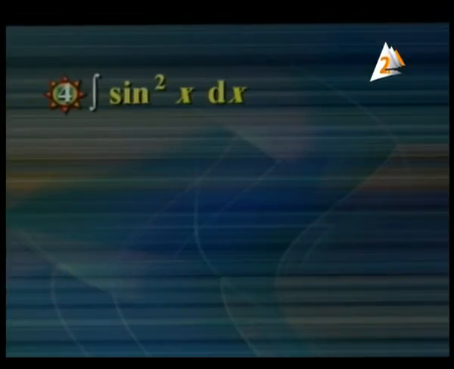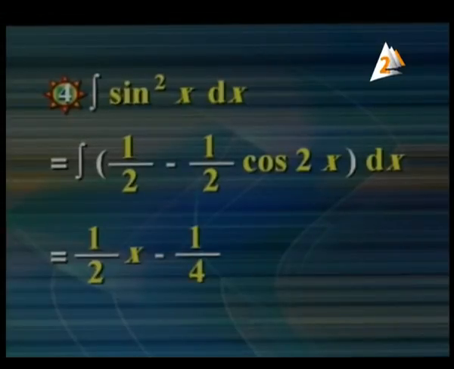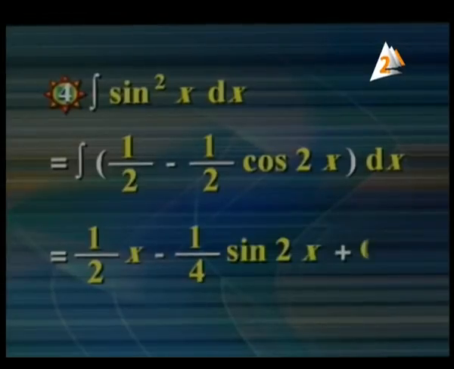Number 4, what is the integration of sine squared x dx? We change sine squared x dx into the bracket containing 1 over 2 minus 1 over 2 cosine 2x dx. What is the integration of 1 over 2? 1 over 2 x. What is the integration of cosine 2x? Yes, sine 2x divided by 2. Answer is 1 over 2 x minus quarter sine 2x plus c.